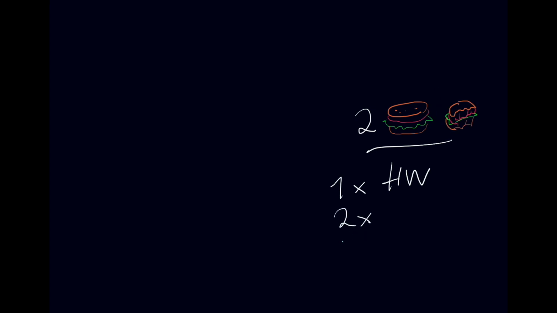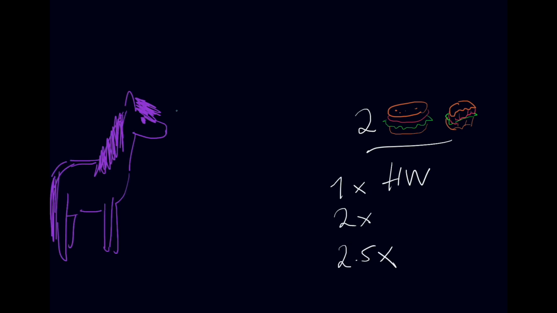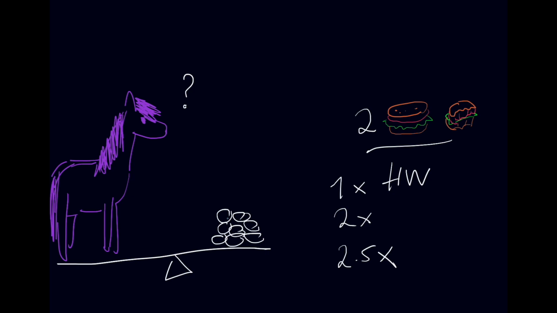Imagine you have the unit of a hamburger weight. Let's abbreviate to HW. Obviously, one hamburger has the weight of one hamburger weight, whereas 2 hamburgers have the weight of 2 hamburger weights, and 2.5 hamburgers have 2.5 hamburger weights. But how many hamburger weights is a horse? Well, you could put the horse on a seesaw or a scale, and the hamburgers on the other side, and just count how many it takes to equalize.